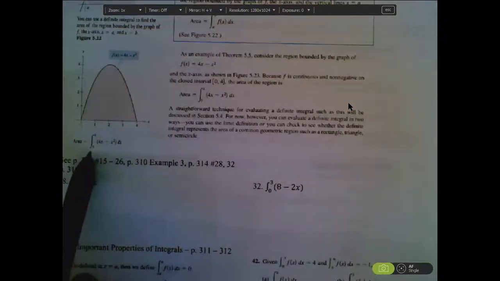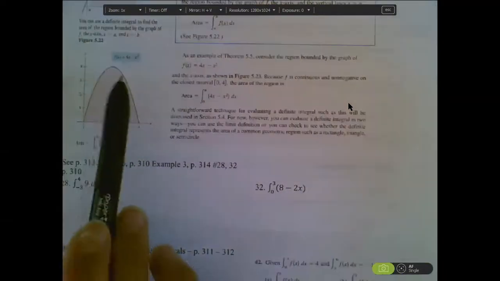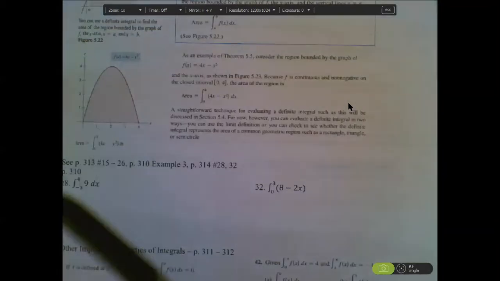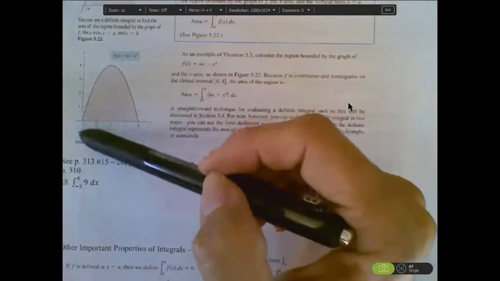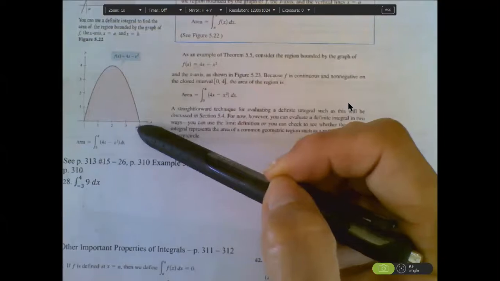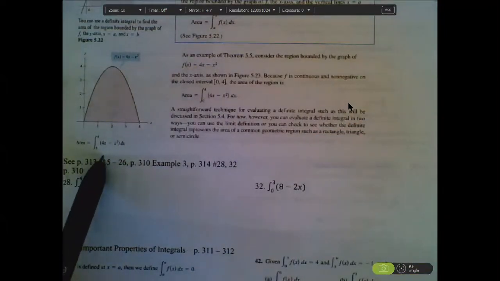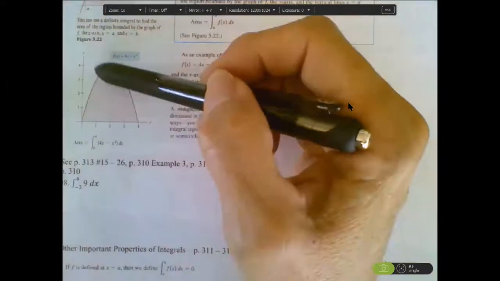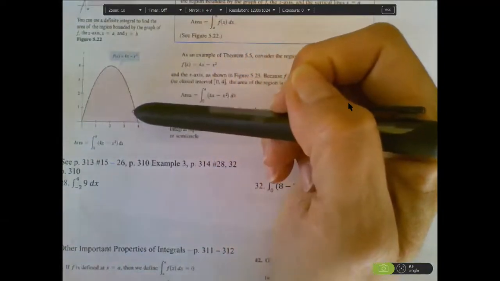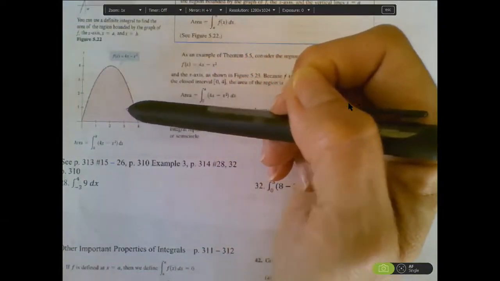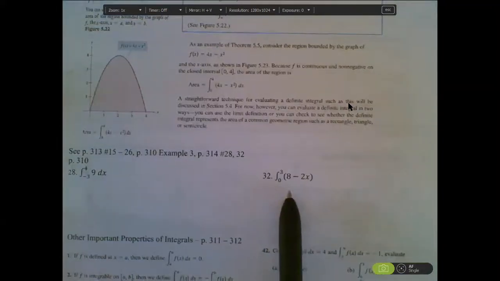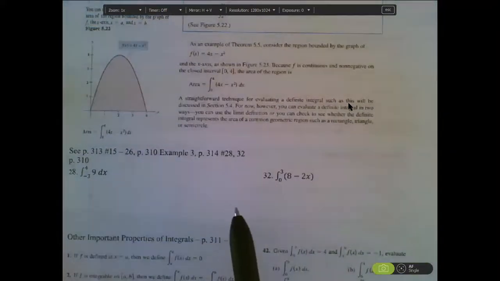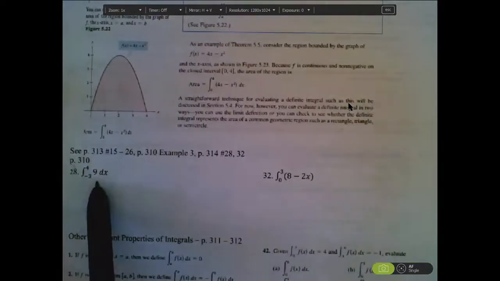I said a minute ago that if I wanted the area of this shaded region bounded by this concave down parabola and the vertical lines x equals 0 and x equals 4, I can set up a definite integral for that. But I don't yet know how to evaluate that. The only way I could evaluate that is if this was some regular shape that I had a formula for in geometry. So number 28 and number 32 give us two shapes where we can evaluate the definite integral using a formula from geometry.